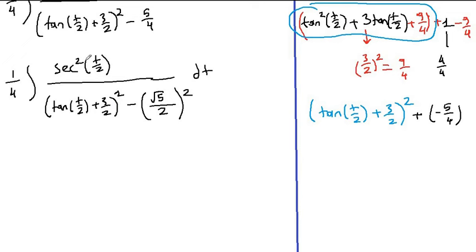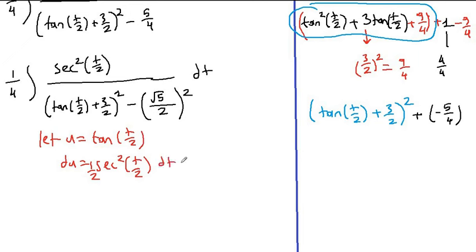So the relation between tangent and secant squared is the derivative of tangent is secant squared, so we can apply u substitution here. Let u be equal to tangent of t over 2. Then du will be secant squared of t over 2 multiplied by 1/2, using the chain rule, dt. Here, if you multiply by 2, then 2 du is equal to secant squared of t over 2 dt.